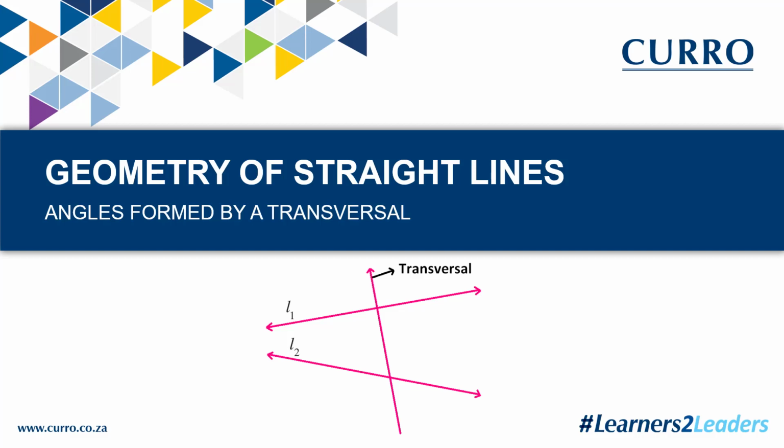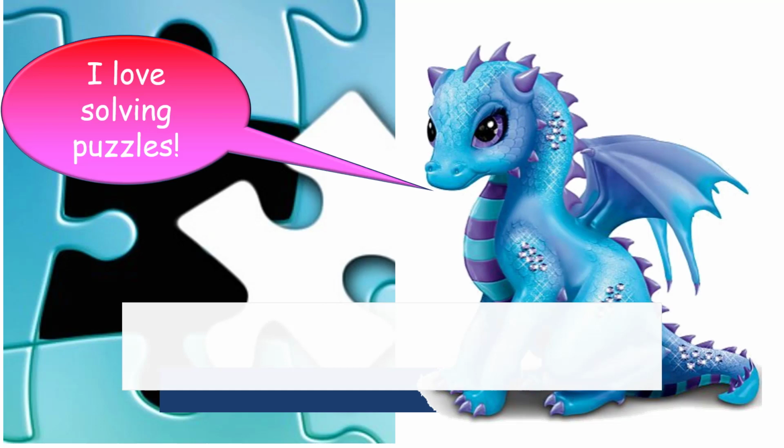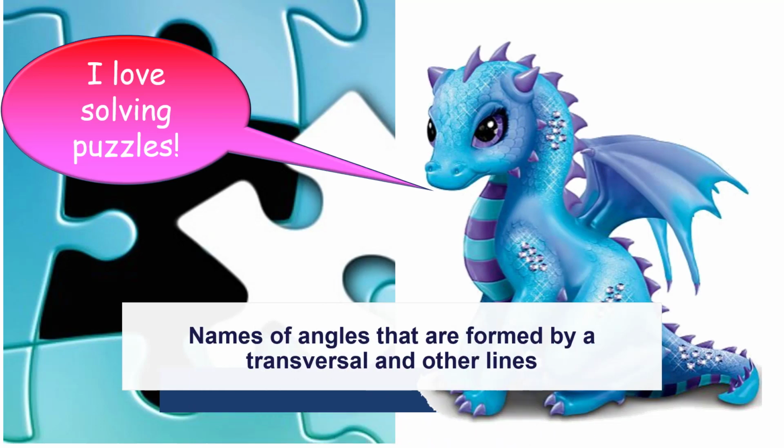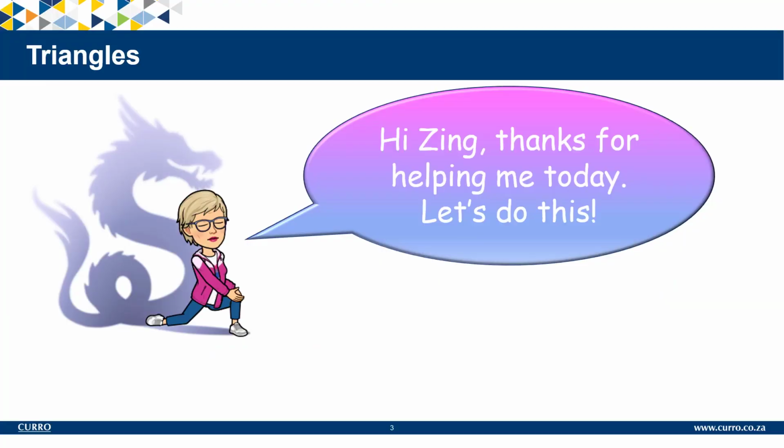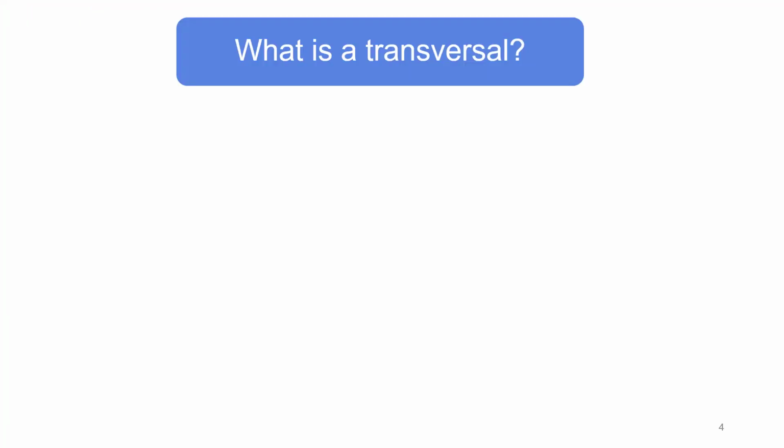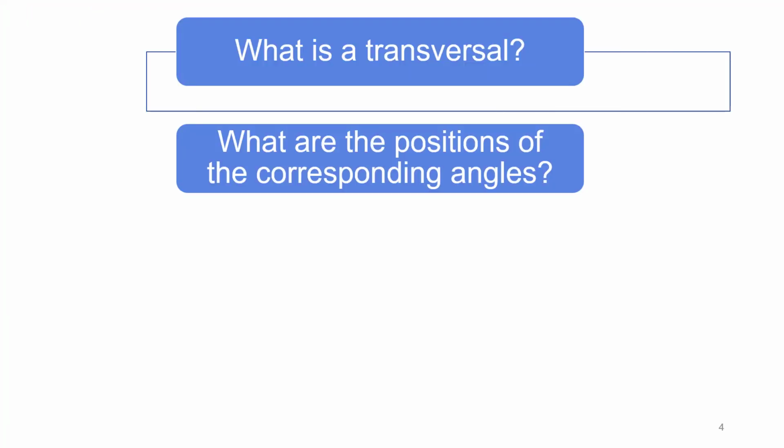Geometry of straight lines, angles formed by a transversal. We are super excited. Today we learn the names of angles that are formed by a transversal and other lines. I'm warming up. Key questions. What is a transversal? What are the positions of the corresponding angles?